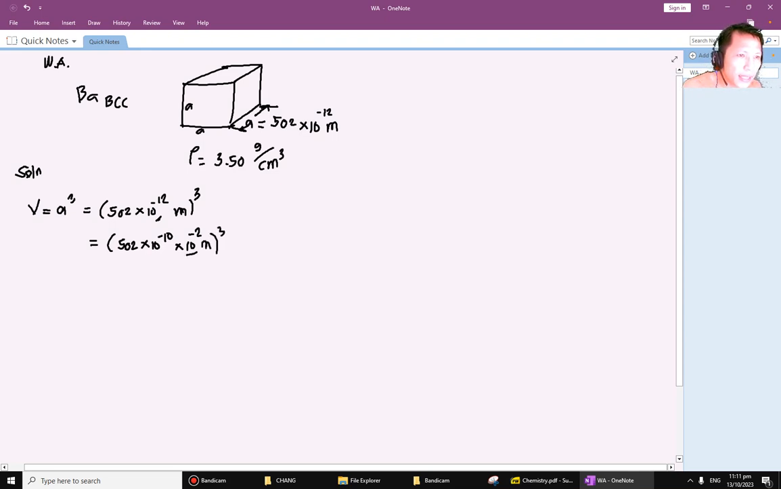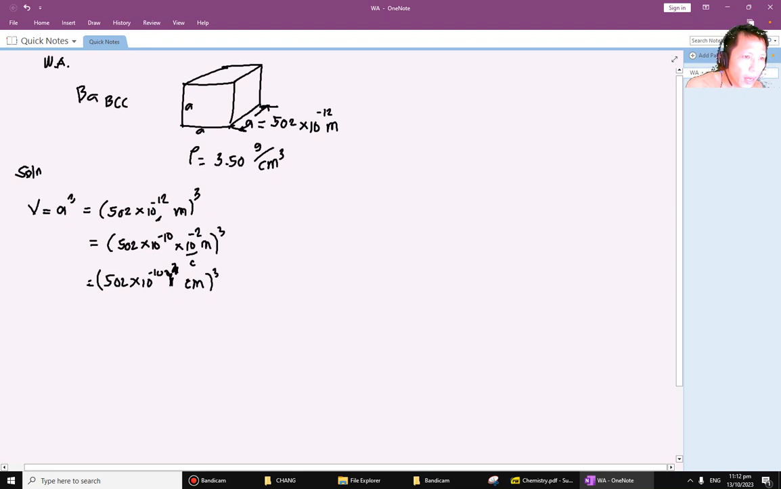Because this is already the centi that we're looking for. So basically, if I put it outside, mathematically that should be 502 times 10 to the negative 10, and then now the cube, which would now be cubic centimeter. Okay, I'll just omit this first. That would be a centimeter. Of course, that is the centi, times 10 to the negative 2, and then meter, and then cube.